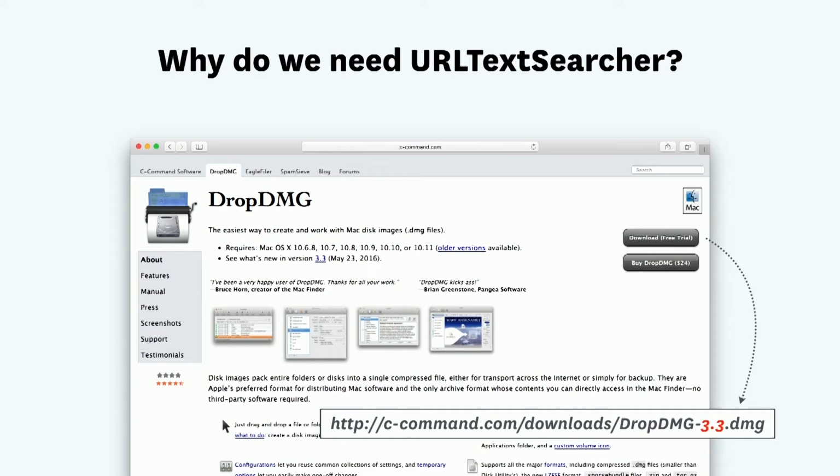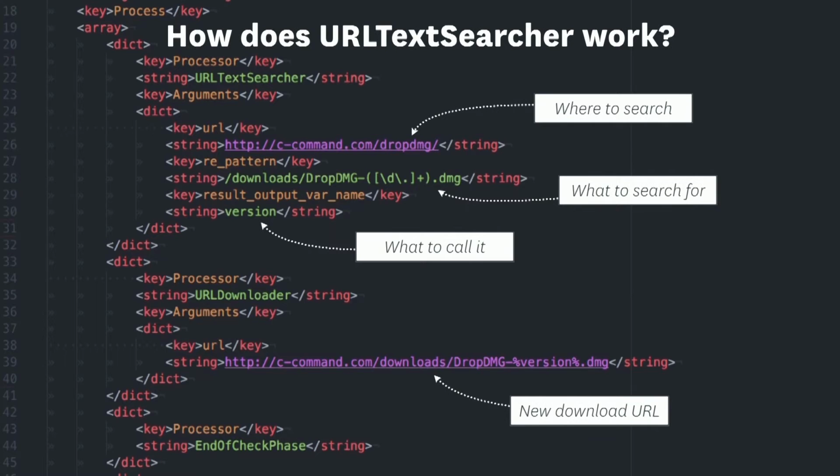That's not the point. AutoPkg's mandate or job is to give you the most up-to-date version of this. So it's going to work over and over and over again for 3.3, and then when 3.4 comes out, or even an amazing new release called DropDMG 4.0, it's not going to know what to do because it's looking for 3.3. So URL Text Searcher comes to the rescue.